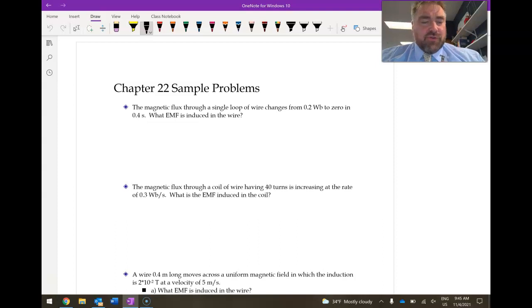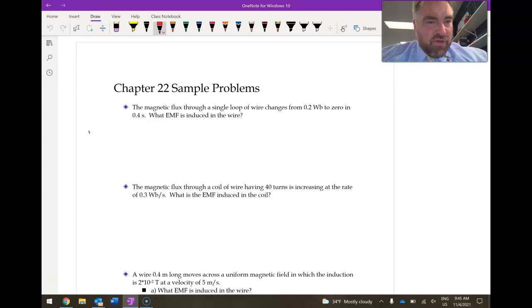Okay, so if you look at the first one, it says magnetic flux with a single loop of wire changed from 0.2 Webers to 0 in 0.4 seconds. What EMF is induced? So this is the induction. When we cut through the magnetic field lines, we create a voltage or an EMF. Remember, EMF and voltage are the exact same thing.